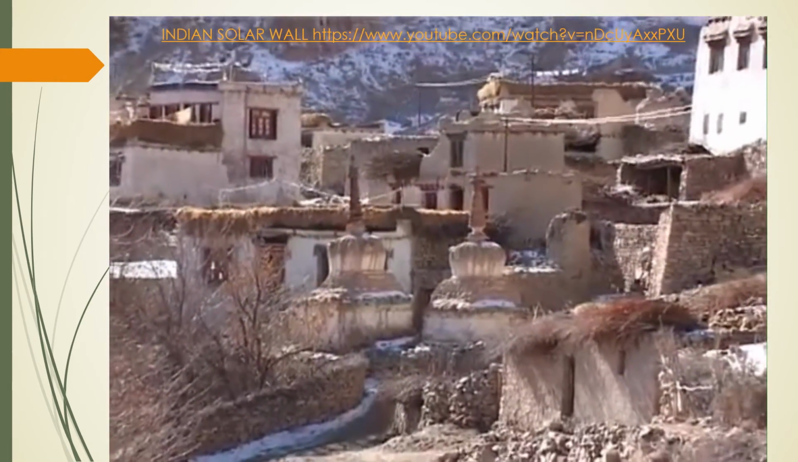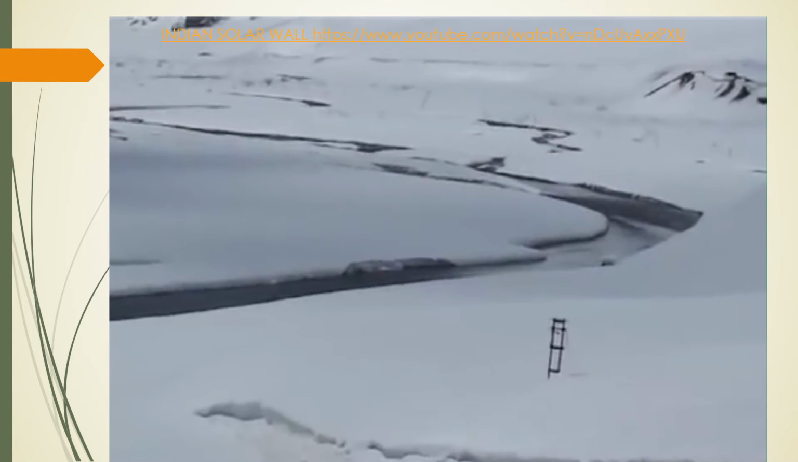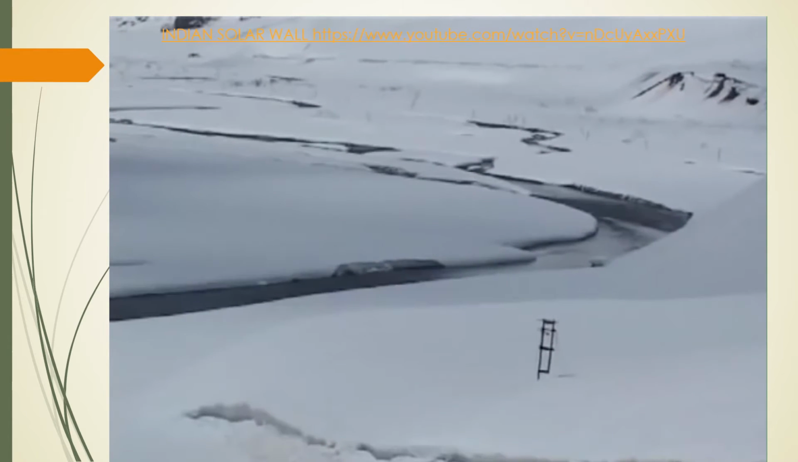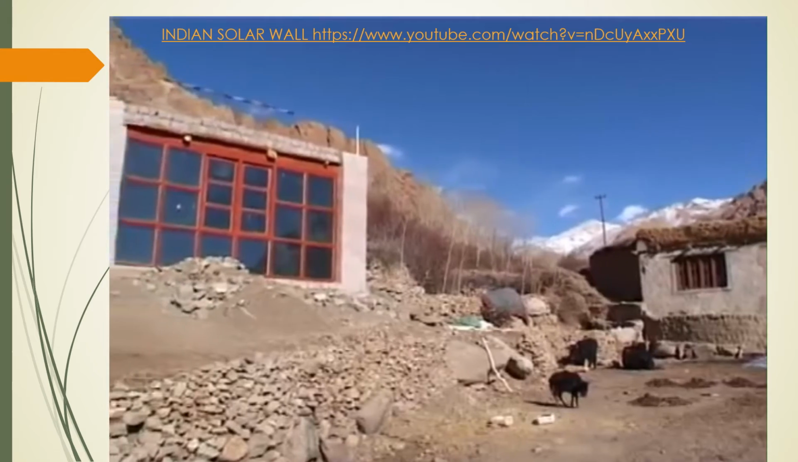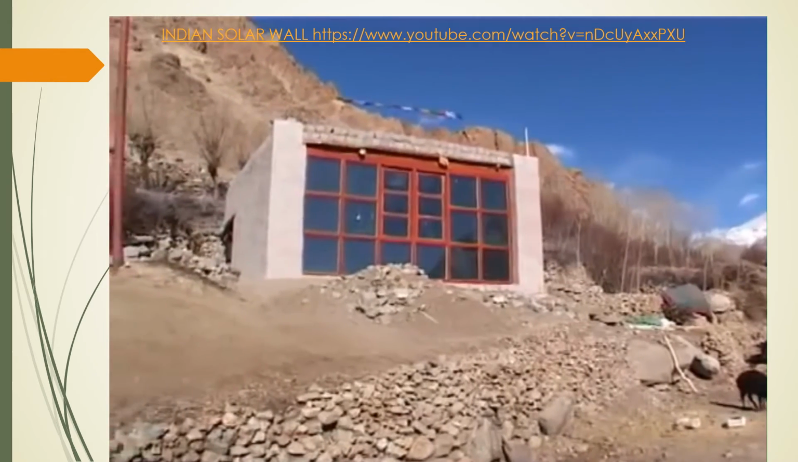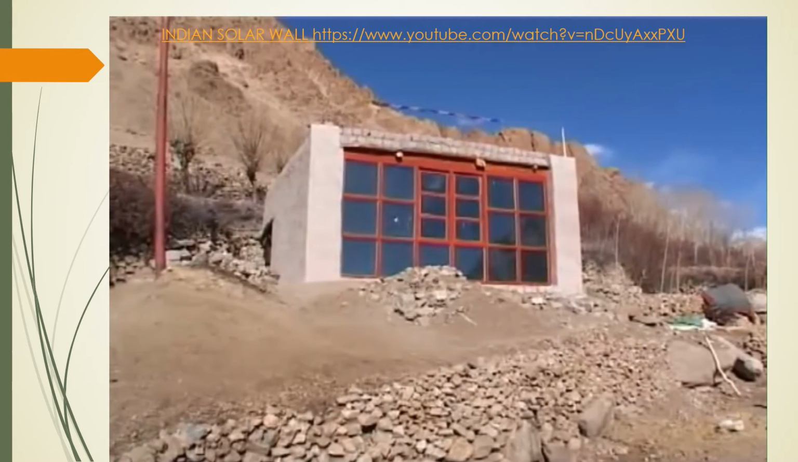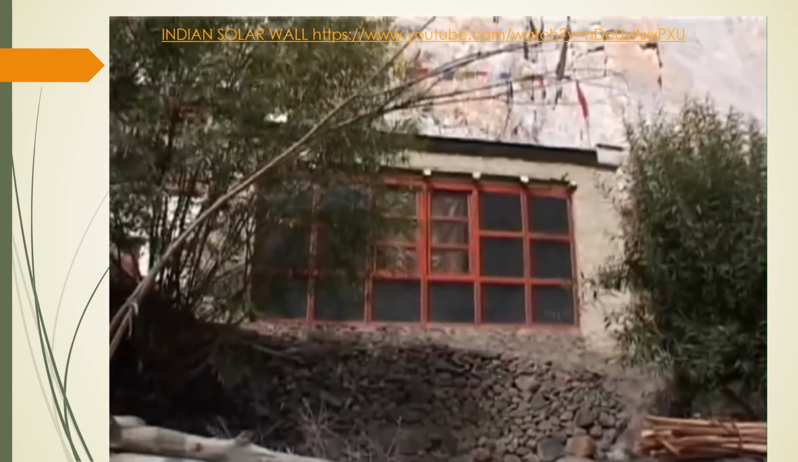Winters in Ladakh and Lahaul and Spiti are harsh. Temperatures often drop to minus 30 degrees Celsius at night. A solar wall is a simple and effective method to warm a room in the evening and night using solar energy.